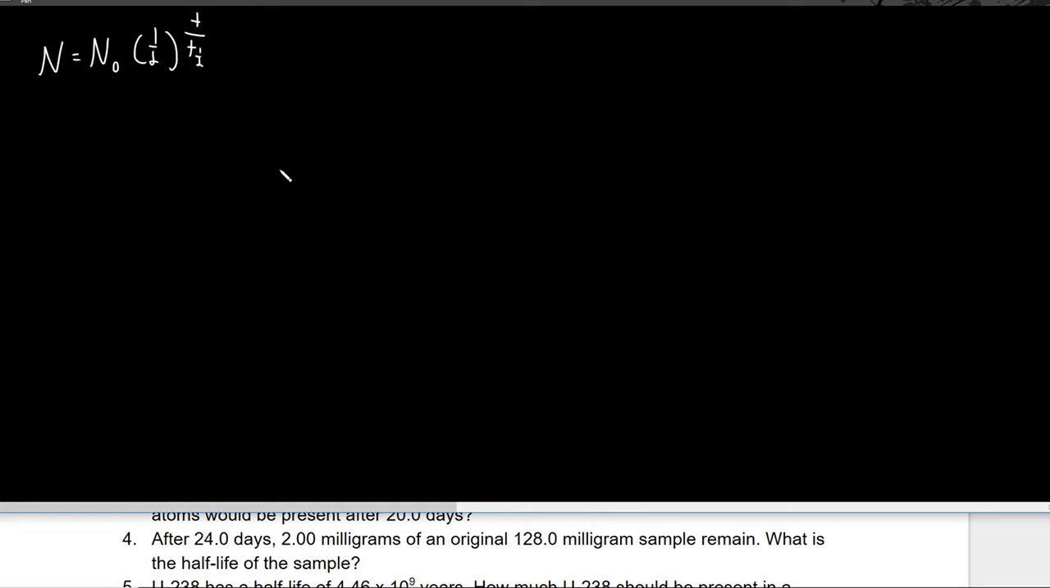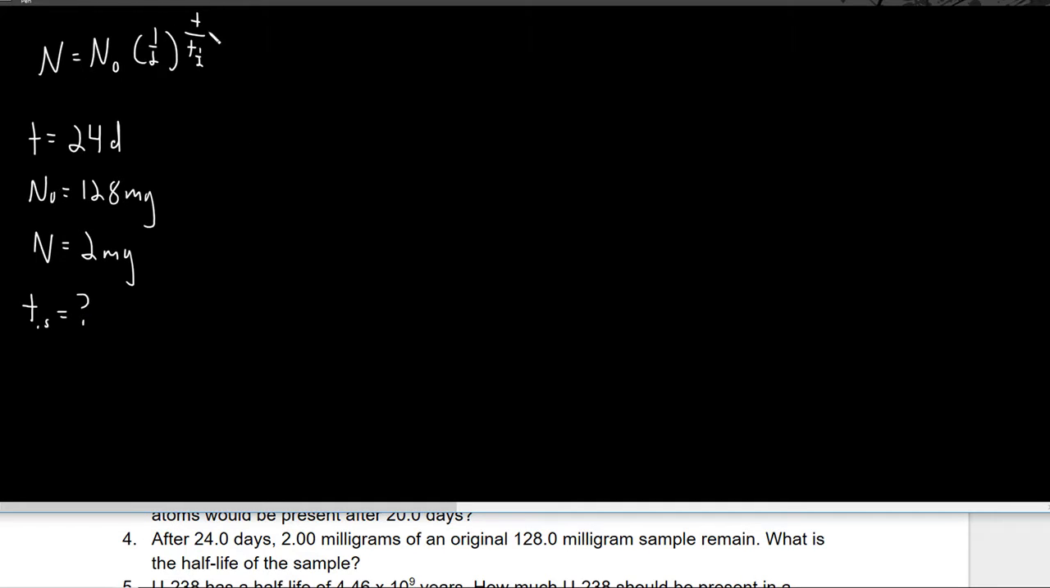All right, so question 4. After 24 days, all right, so right away they're going to give us time. 24 days, 2 milligrams of an original 128 milligram sample remain. All right, so I know my starting amount just from reading that is 128 milligrams, and we ended with 2 milligrams. They want to know what the half-life of this thing is. All right, so now time for some new math.